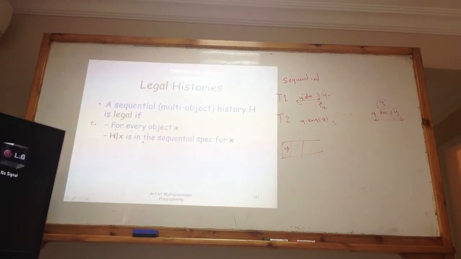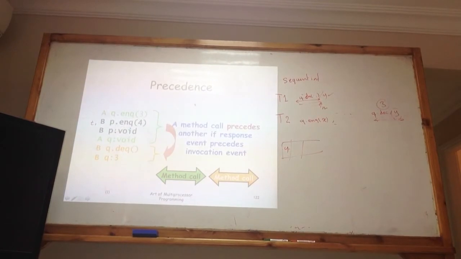Now, this is a nice definition: legal histories. A sequential history H, with many objects, is legal if for every object x, when you project H on x, it works according to the sequential specification of x. And then there is another property, precedence: if something precedes something, it happened before it.